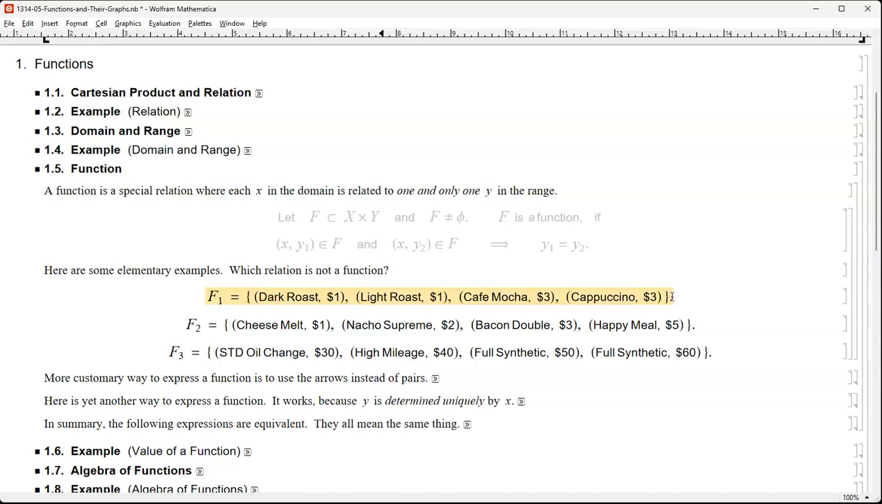Okay, how about this one here? It's a relation, yes. We have ordered pairs. Dark roast $1, light roast $1, coffee mocha $3, cappuccino $3. Is it a function? Yes, it is. For each item in the x-coordinate, we have only one y-coordinate assigned. Dark roast $1, no other price tag. Light roast $1, no other price tag, no conflict. Coffee mocha $3, cappuccino $3. That's okay. It's okay to share the same dollar amount for different menu items. You see that frequently. It is a function.